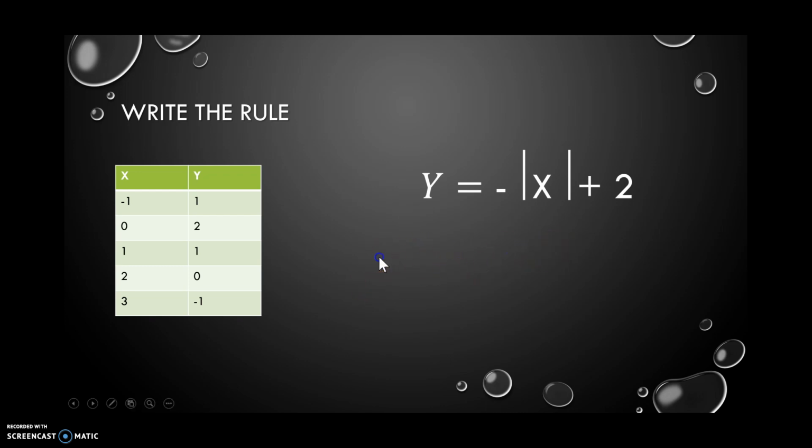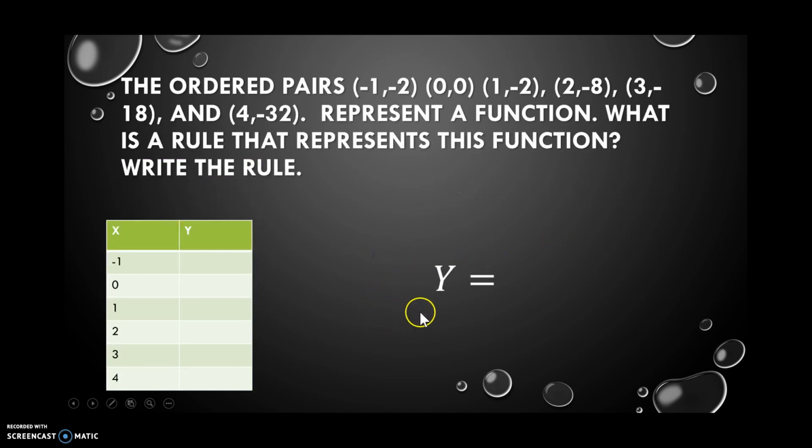Okay, and one more, I believe. So this one is a lot of times the way I show them to you. I show them in ordered pairs. So here they are listed. And then they represent a function. What is the rule?